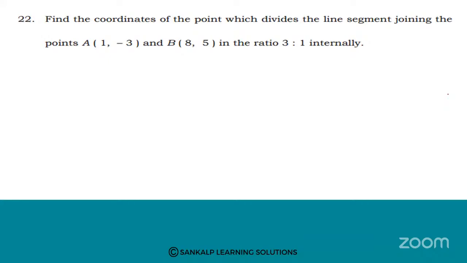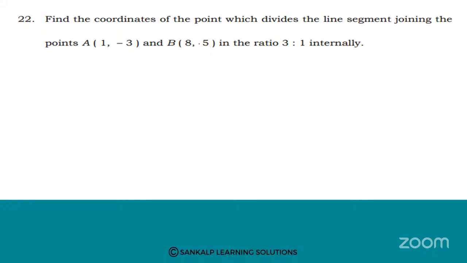Next one. Find the coordinates of the point which divides the line segment joining the points A (1, minus 3), B (8, 5) in the ratio 3:1 internally. Okay. So the ratio they have given, and this ratio divides the line internally. So coordinates of A are 1 and minus 3 and B are 8 and 5, in the ratio 3:1 internally.